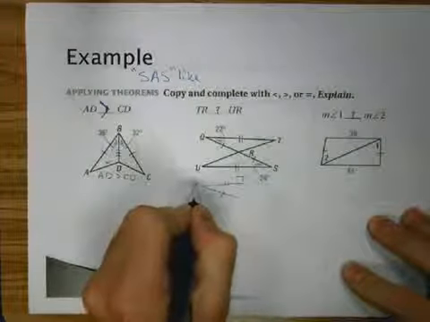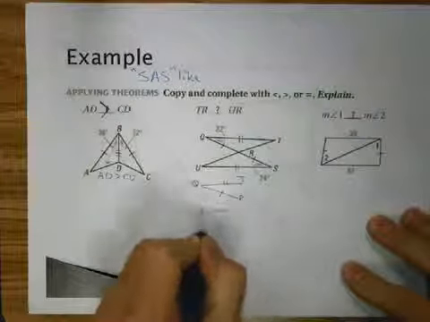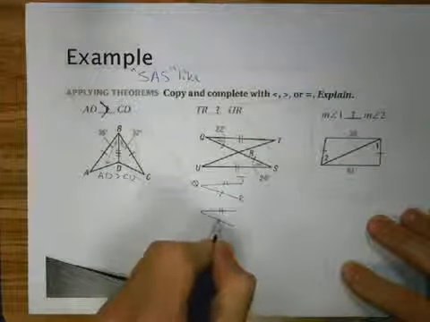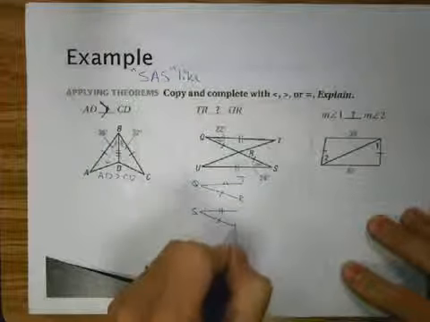Come over here. I have QT, SU. There are my sides. SR and RQ is our side. So we can even draw them side by side.